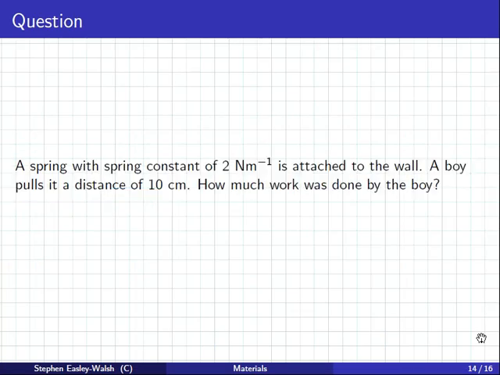A spring with constant 2 is attached to the wall. A boy pulls it a distance of 10 centimetres. How much work was done by the boy? So what formula do you need here? This is the half k x squared formula. Do we know the k? Do we know the x? So tell me the work the boy did. 0.01. Yeah, 10 millijoules.